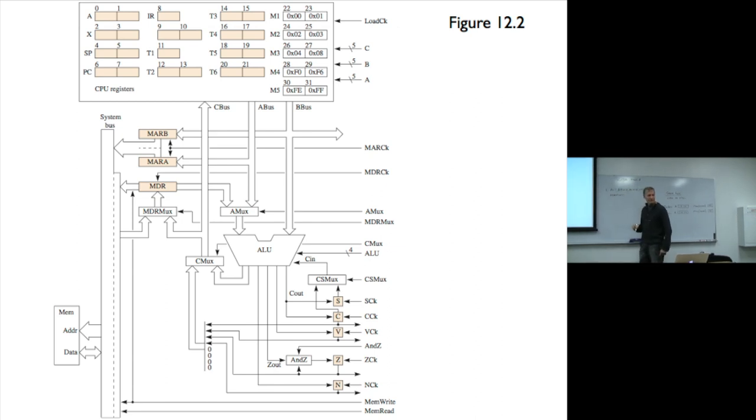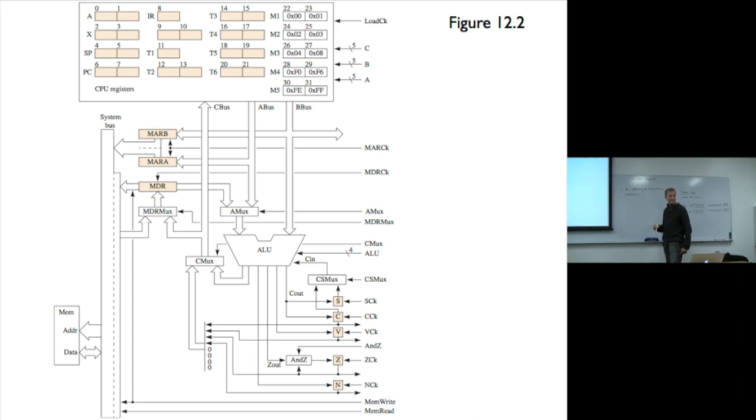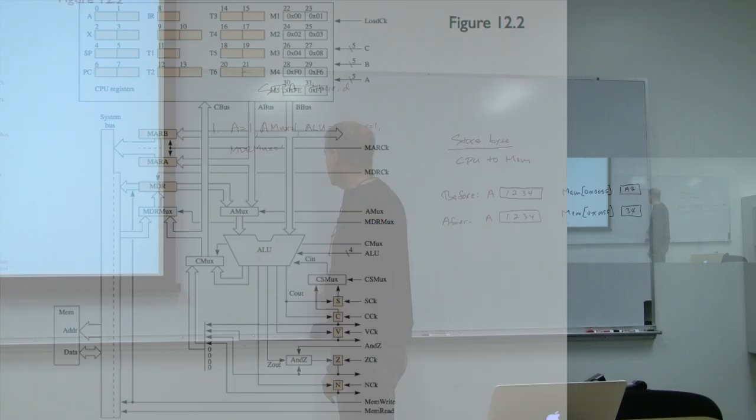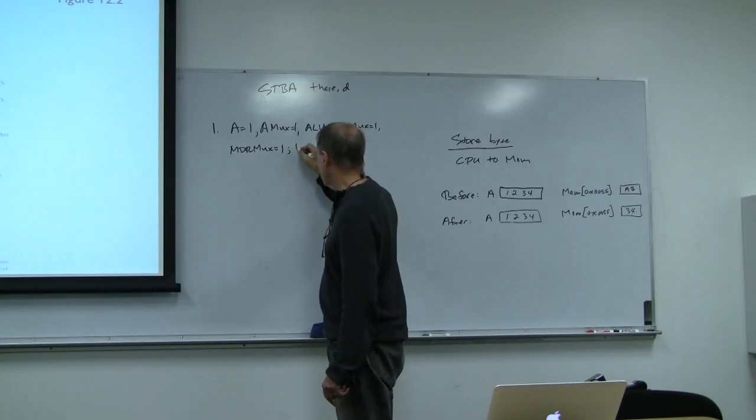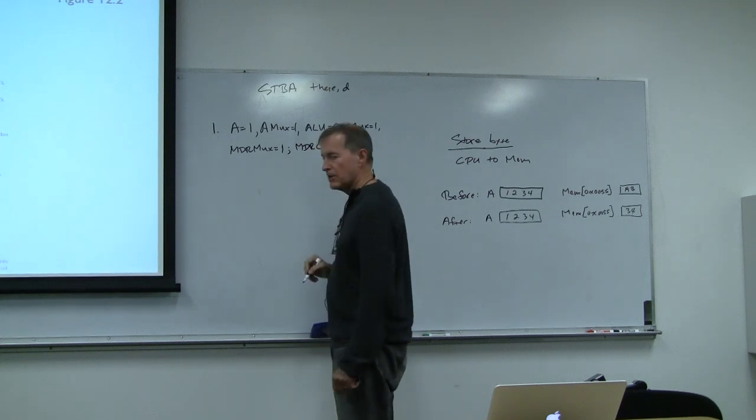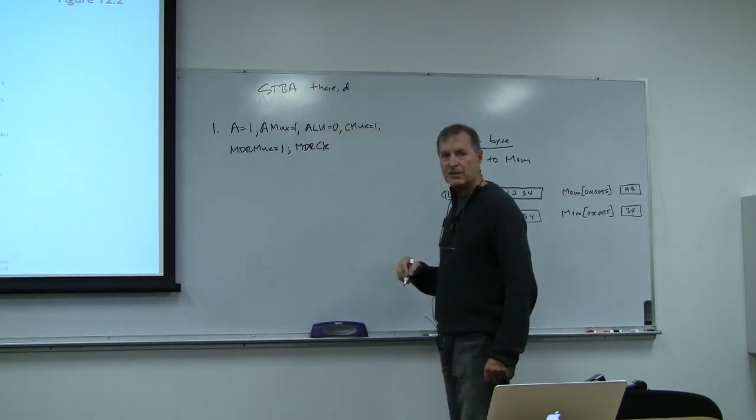And then? We also have to set mem write. Ah, good point. We have to get it into the MDR first. So we have to clock the MDR, MDR CK. Yes. And so now it's not comma, it's semicolon. MDR CK. Is everybody clear?